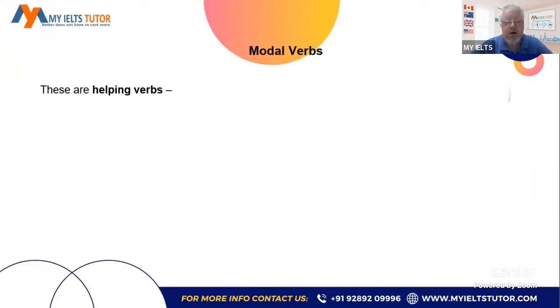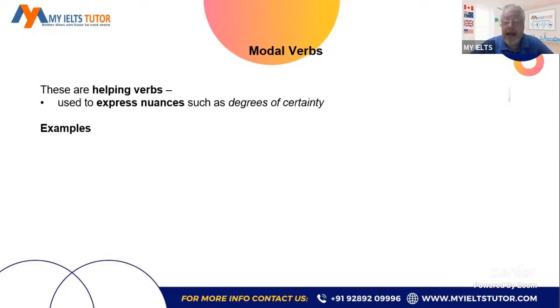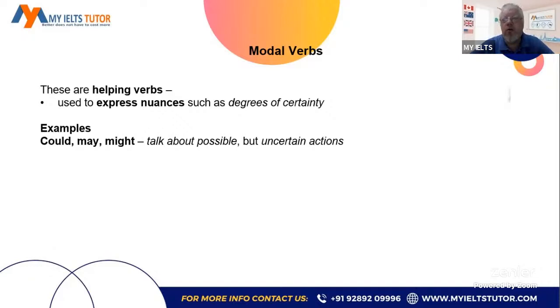Now modal verbs are known as the helping verbs. And why are they helping verbs? The reason why they're known as the helping verbs is they're used to express nuances such as degrees of certainty. So, for example, we have could, may, might. These talk about possible but uncertain actions. I might want to go to New Delhi over the weekend, for example.